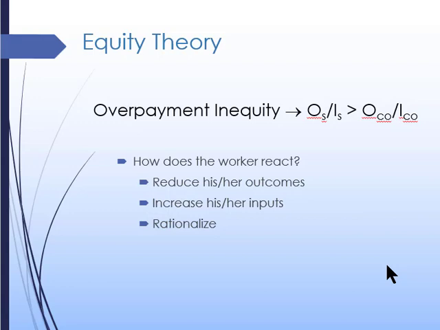We can do this by perhaps reducing the outcomes. Perhaps there are discretionary perks that we don't take because we might think they're not justified, or it keeps things more fair. Or we might increase our inputs. We might increase our effort to try and justify the outcomes that we're getting. Or again, we can always rationalize, and we might, for instance, look at our inputs, what we put in, and see that it has a distinctive value that might be greater than we first thought.